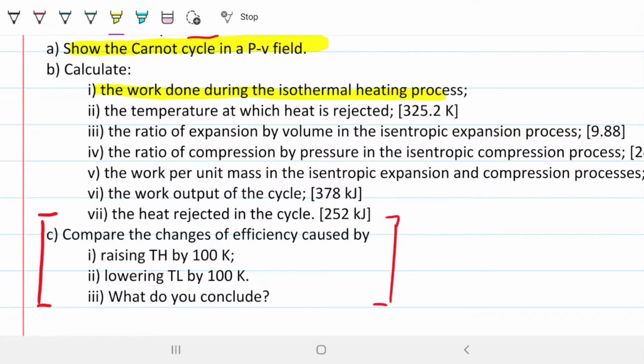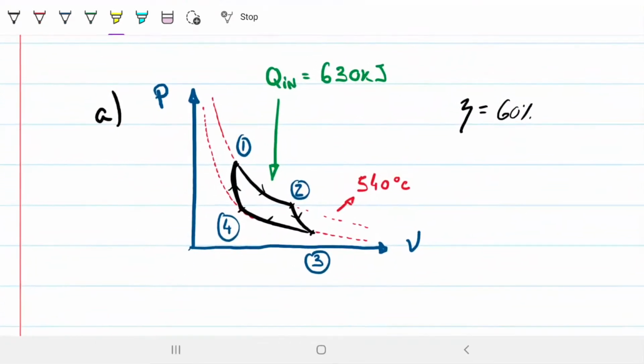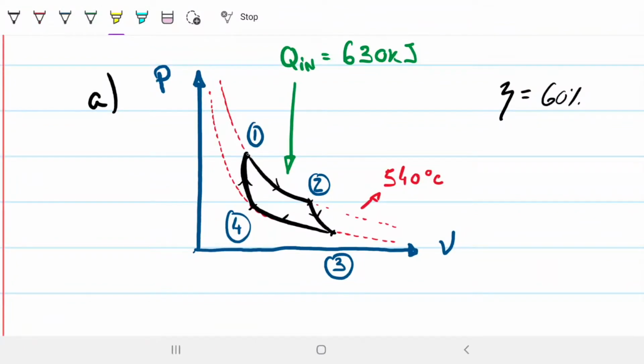What is the work done during the isothermal heating process? Note that there's only one isothermal heating process. There are 2 isothermal transformations. This one here is an isothermal transformation, this one too. But on this one here, we have the heating process because we're giving energy to the system, in the form of heat. And on this one here, we have the heat rejection process, right? So the heat addition process can only be from 1 to 2.